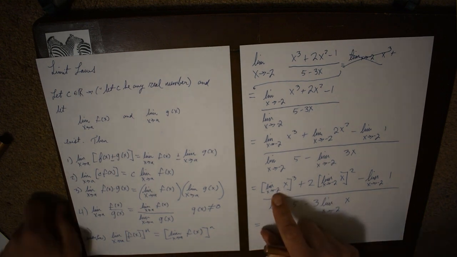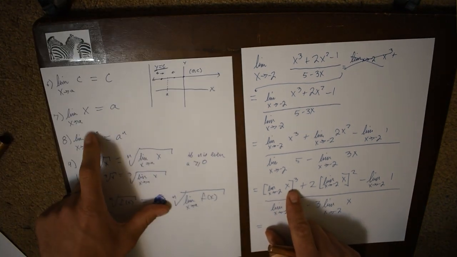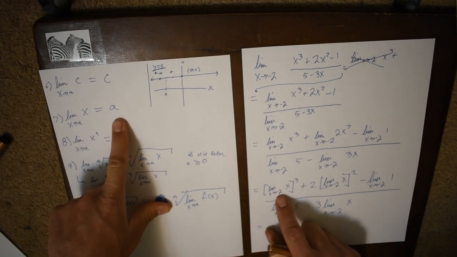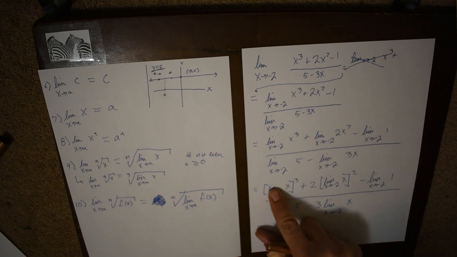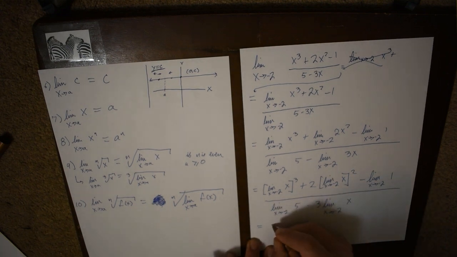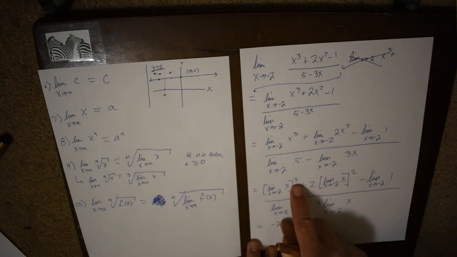The limit as x approaches negative 2 of x is equal to negative 2. I'll say that again because I said that poorly. The limit as x approaches negative 2 of x is equal to negative 2. So we will get negative 2. It's going to be cubed.